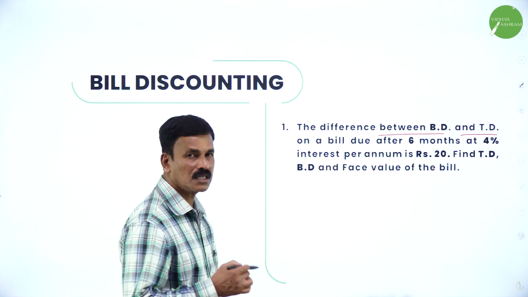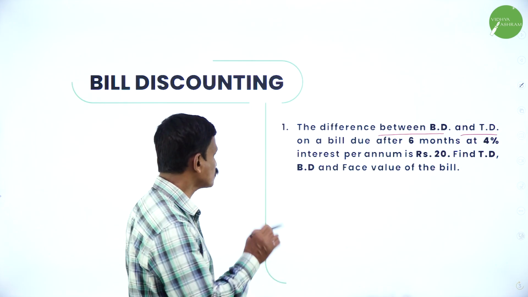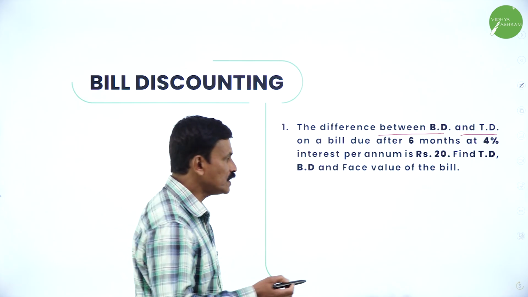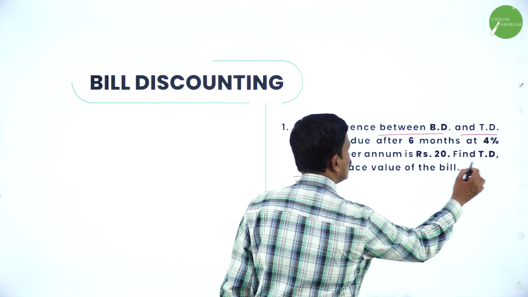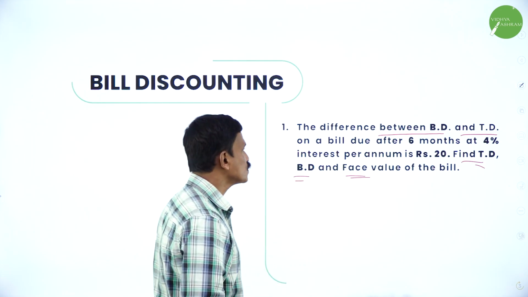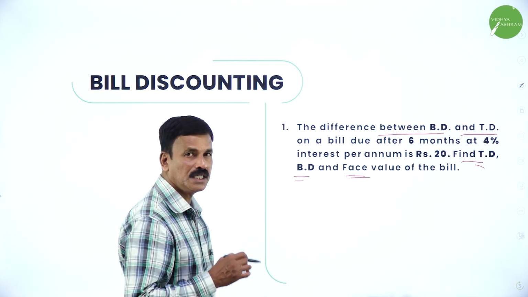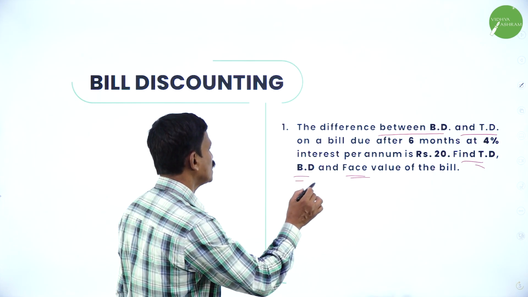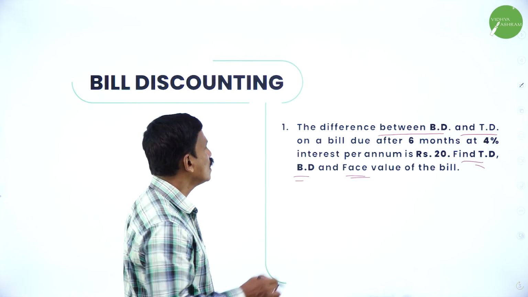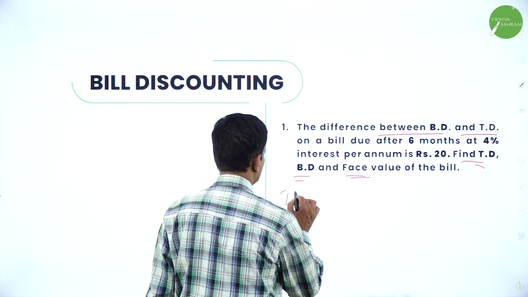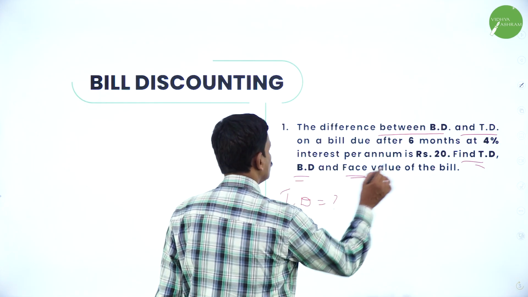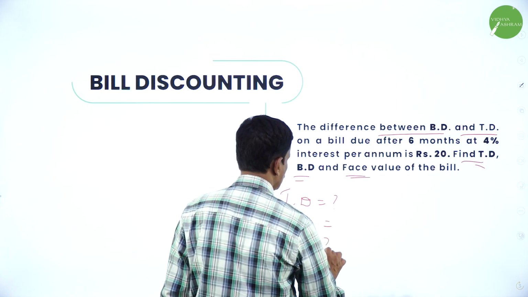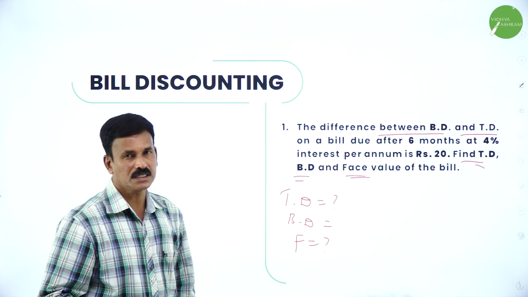So here, what is the given condition? The difference between BD and TD is given. What is required to find is that TD is to be determined, BD is to be determined, as well as the face value F is to be determined.